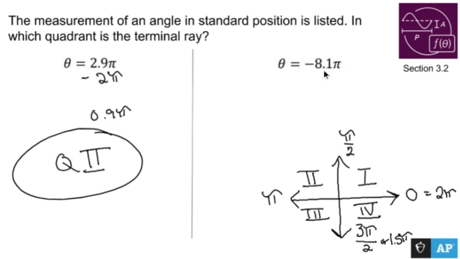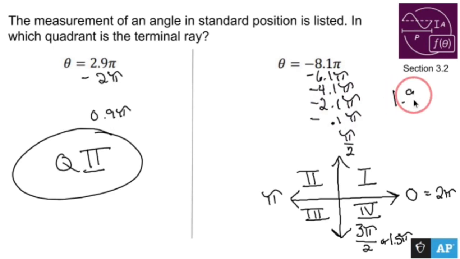With this one, I'm going to be adding 2 pi a bunch of times. So if I add 2 pi, that gets me here. If I do it again, that gets me here, and again, and again. Adding 2 pi one more time will get me 1.9 pi. 1.9 pi is less than 2 pi, but greater than 1.5 pi, which lands me in quadrant 4.